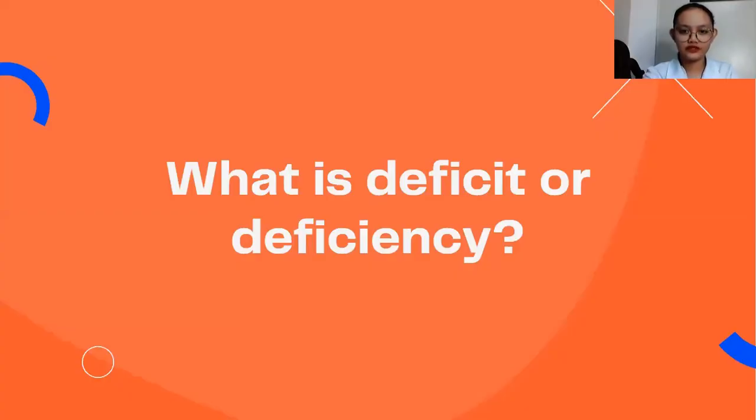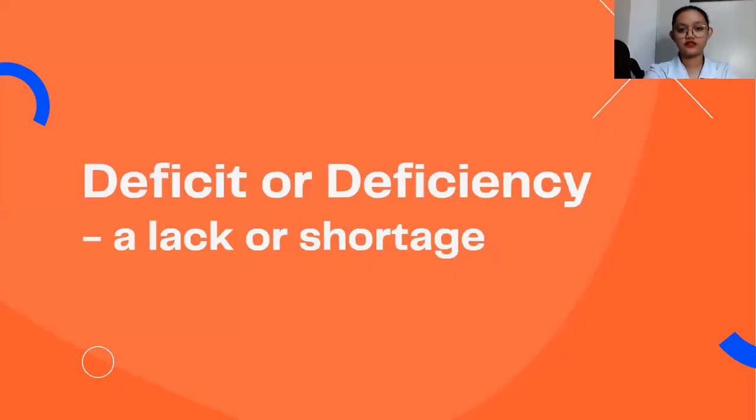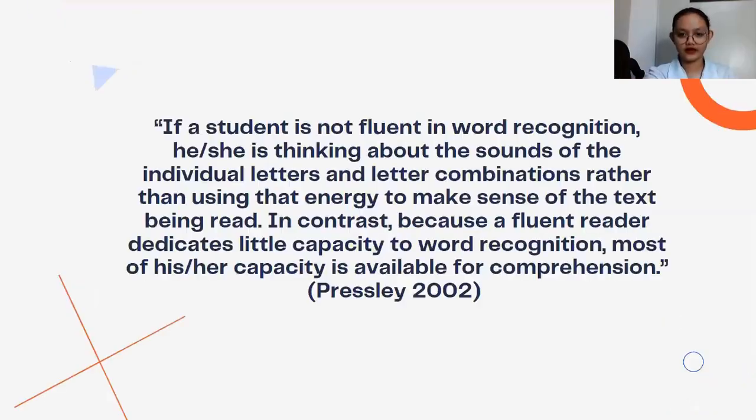Next, what is deficit or deficiency? Deficit or deficiency is a lack or shortage. So when we combine sight word knowledge and deficit, it means a lack in sight word knowledge. Our focus for today are those students who are having a hard time remembering the meaning of our sight words.